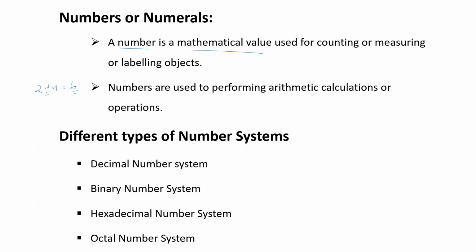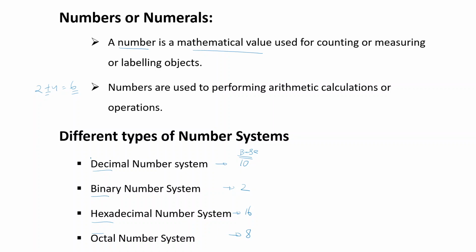Now coming to the different number systems. There are four main number systems: the decimal number system, binary number system, hexadecimal number system and octal number system. These names came based on the base. The base is 10 in the decimal number system, 2 in the binary number system, 16 in the hexadecimal number system, and 8 in the octal number system. How this base works and why it is important, we will discuss later.